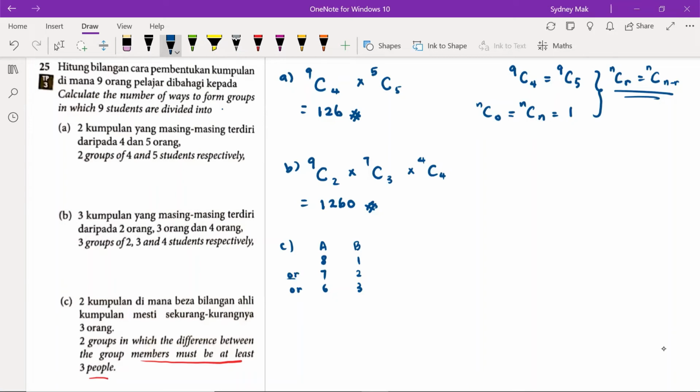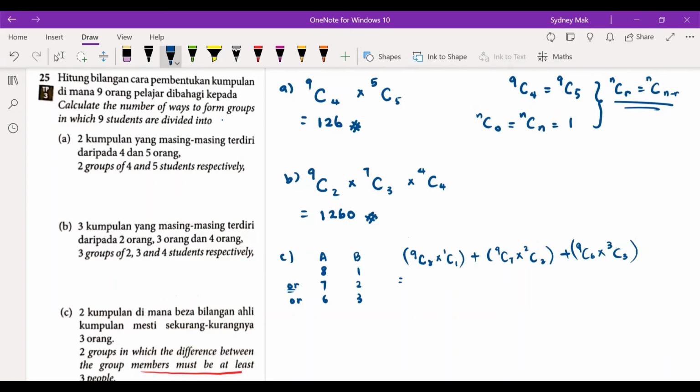When you see "or", we plus. One after another, we multiply. Therefore, the number of ways will be: out of 9 people, we choose 8, followed by 1C1, or we plus, the second scenario, 9 choose 7, followed by 2C2, or 9 choose 6, followed by 3C3.